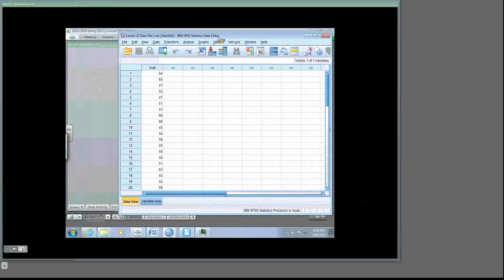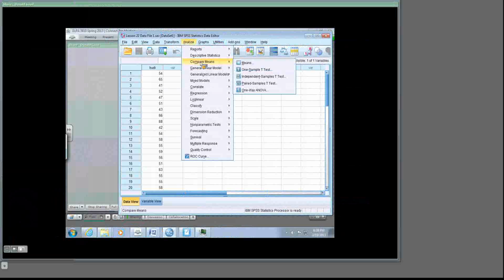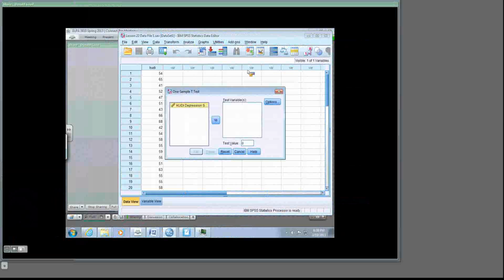All right, so I'm going to go down to Analyze. I'm going to compare means. We're doing a one-sample t-test. So I click that, I open up my window with two boxes. The left box shows every variable we have. I want to move that to the right box because that's the one we're talking about. What is the test value? 50, because that's the mean. We want to know if our depression scores are different than 50.